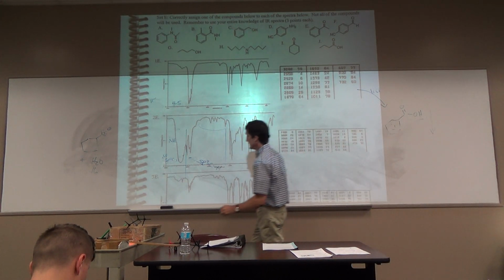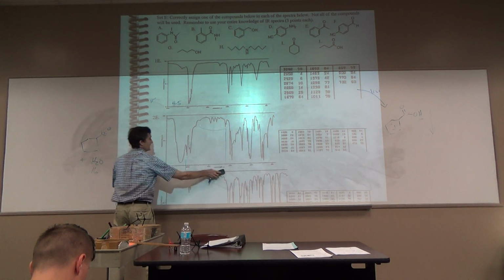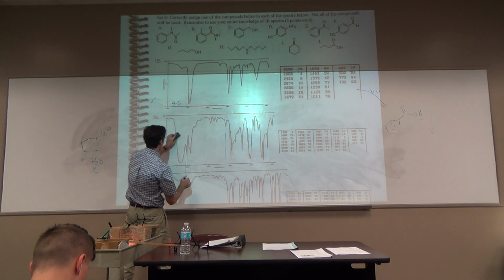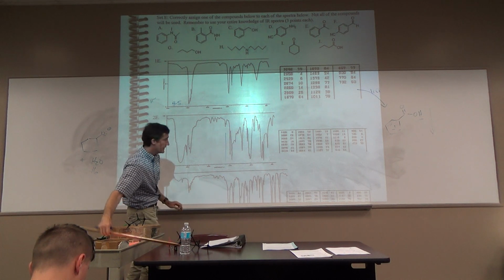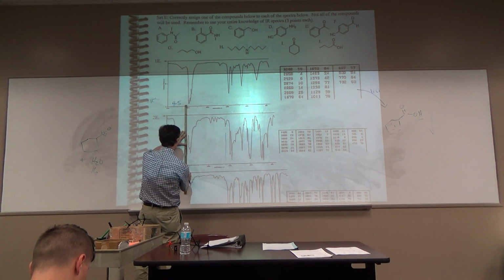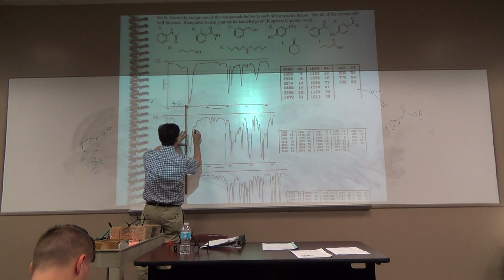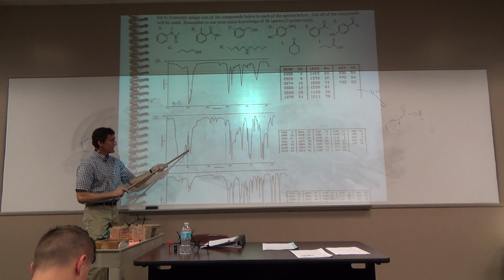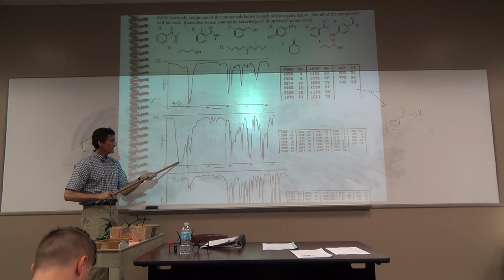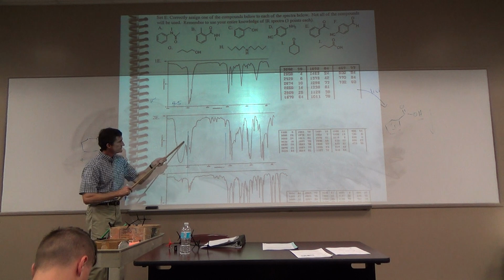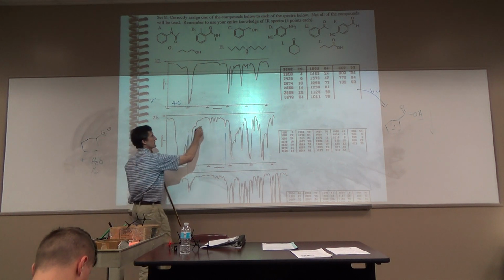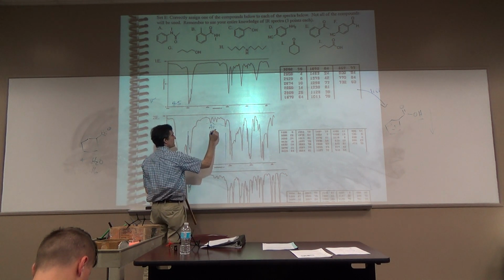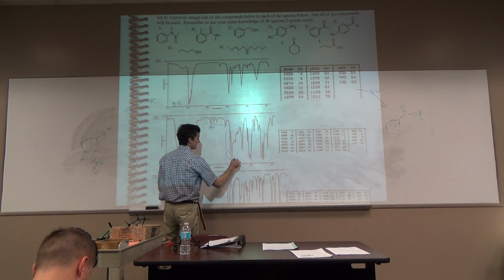Next one. Oh, something strong here. Magic line. That's an OH. Yeah. 1500. It looks like I have both sp3 and sp2 CH. This looks like an OH. Now it kind of is broad, I mean, I don't know. What does this look like? It's like an aromatic, and you also have sort of aromatic CC.